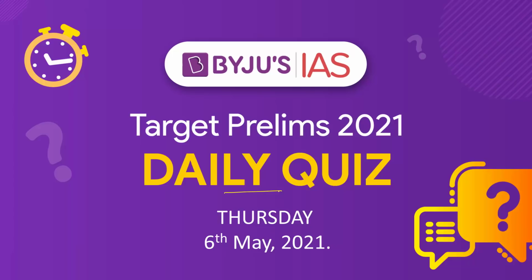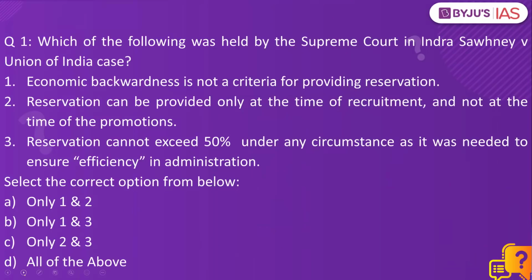Let's get started with our daily quiz and look at question number 1. Which of the following was held by the Supreme Court in Indira Sahni versus Union of India? Number 1, economic backwardness is not a criteria for providing reservation. Number 2, reservation can be provided only at the time of recruitment and not at the time of the promotions. 3, reservation cannot exceed 50% under any circumstance as it was needed to ensure efficiency in administration. Select the correct option from below.